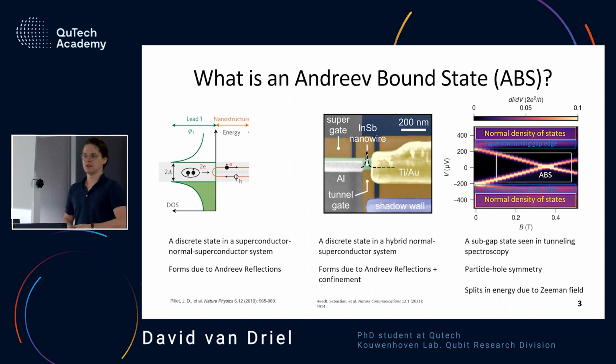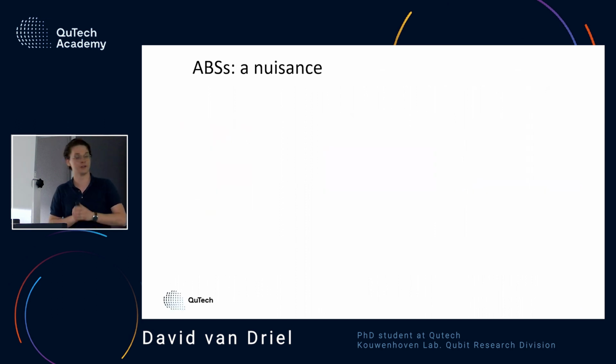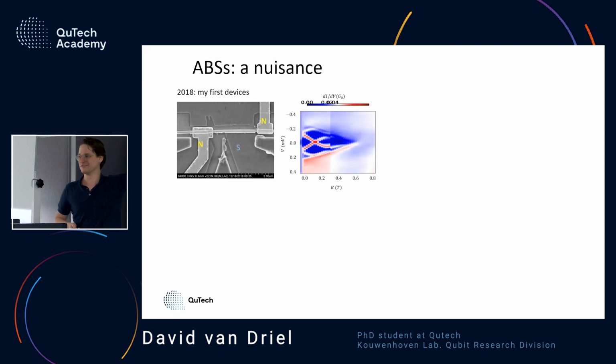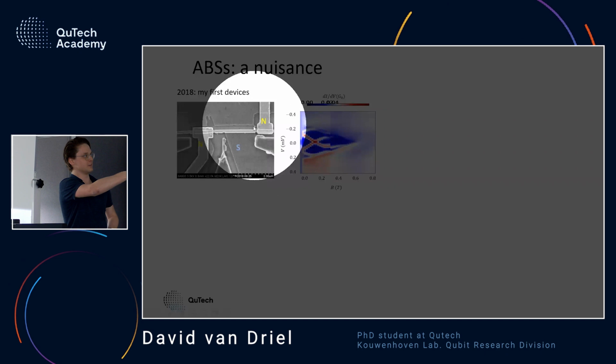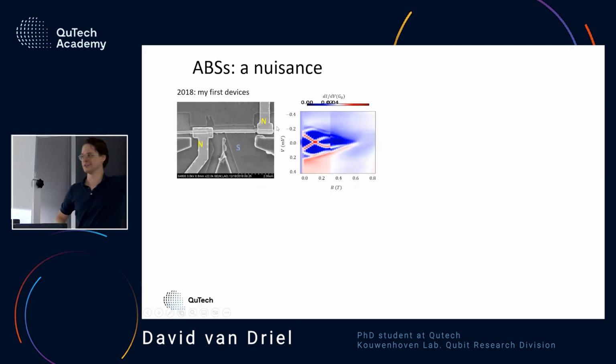All right. Now, ABSs are sometimes considered to be a really, really big nuisance. And I will explain why, because this is my first device, or one of the first ones, in 2018. It's the same thing, roughly, right? You have a superconductor here, and it hits the nanowire, and then you have a junction here, which forces tunneling, and you have a normal lead, and there's the data, and it looks quite crappy, I'll be honest. But, you know, it's my first device, so forgive me.